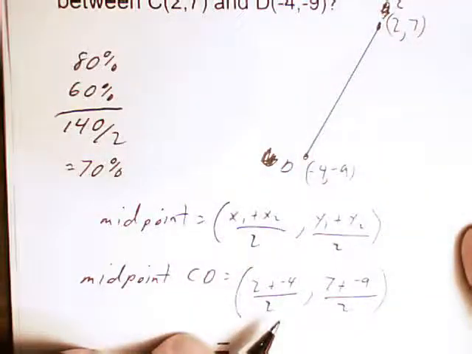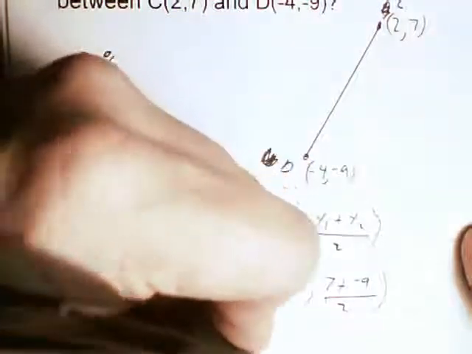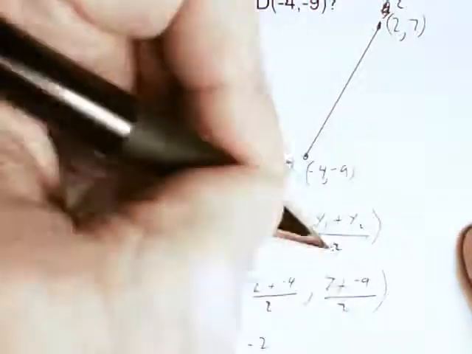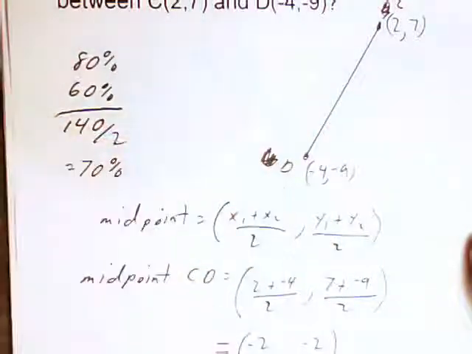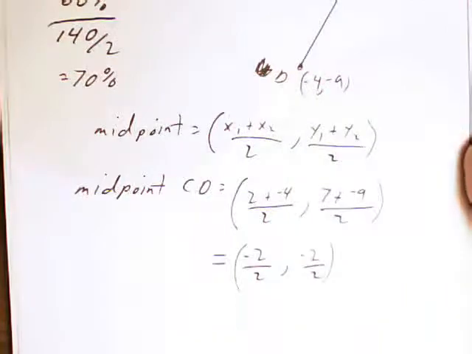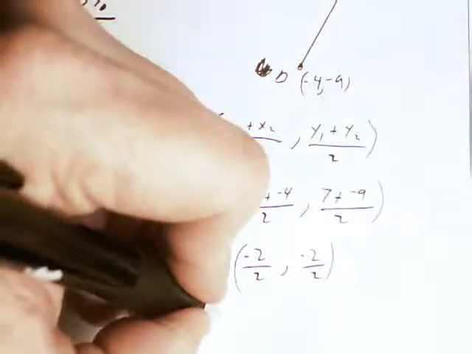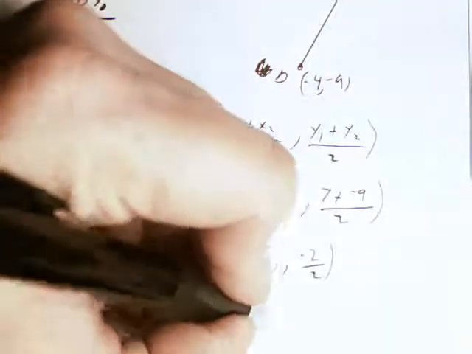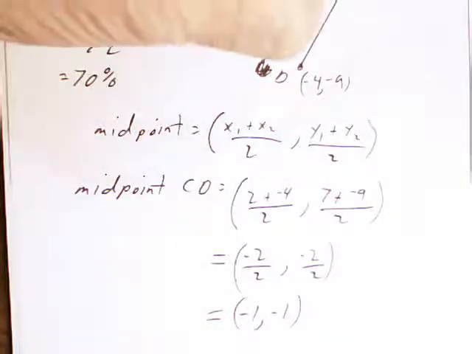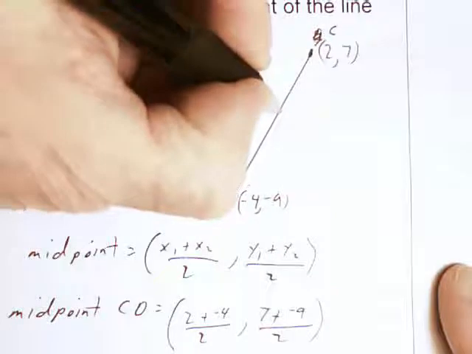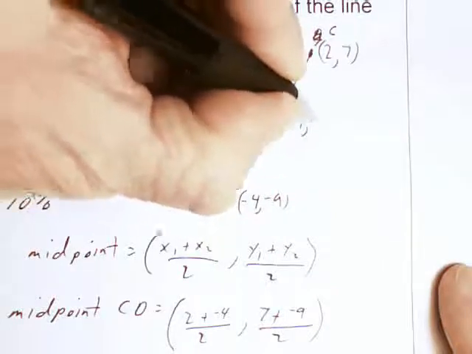So 2 plus -4 would give me -2 divided by 2. 7 plus -9 is also -2 divided by 2. This is just coincidental. And if I reduce that, I'm going to get -1, -1. So my midpoint happens to be at (-1, -1).